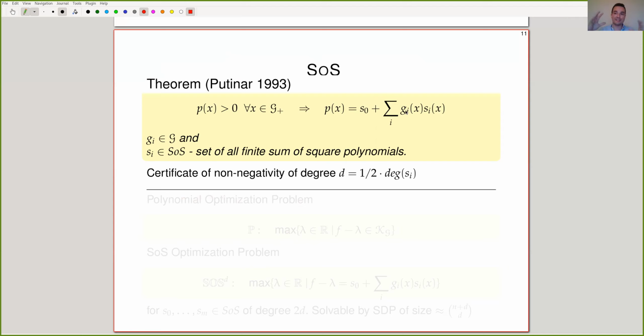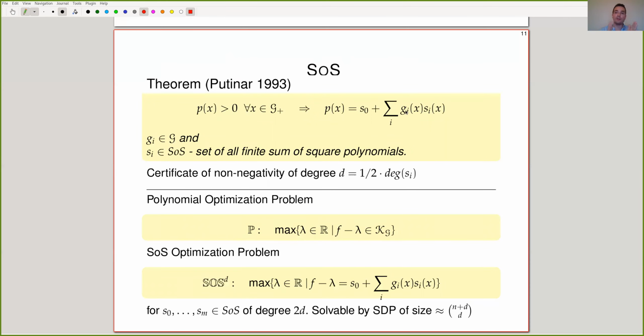The measure of the complexity of this certificate of non-negativity is the maximum degree of the polynomials Si we use in the certificate. And in this case, we get the whole family of relaxations of polynomial optimization problems by restricting this set Kg of non-negative polynomials to polynomials that are non-negative, but that also admit a sum of squares certificate of non-negativity of given degree D. And this actually can be automatized, since this can be solved with an SDP of size roughly n plus d choose d.